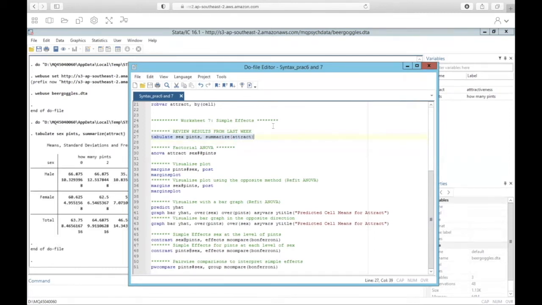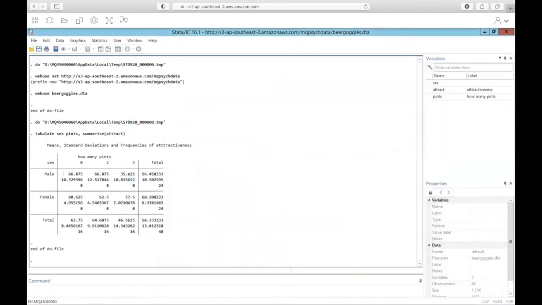This command will give us the cell and marginal means table, similar to the one we produced last week. However, we're using a slightly different command this week. So again, this is another example of how you can get the same information in many different ways in Stata. We can see here we have the mean, standard deviation, and number of observations for each of the 6 cells, as well as the marginal means.